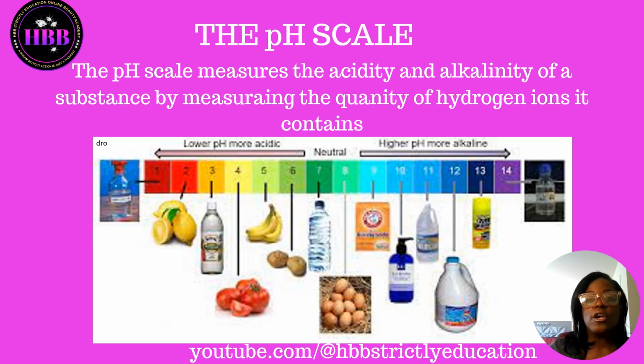The pH scale measures the acidity and alkalinity of a substance by measuring the quantity of the hydrogen ions it contains. So if you look at the scale below, there's some items there that we all at some time have used or have eaten. And we see where they fall on this pH scale. Okay, so let's see what the pH scale is all about.